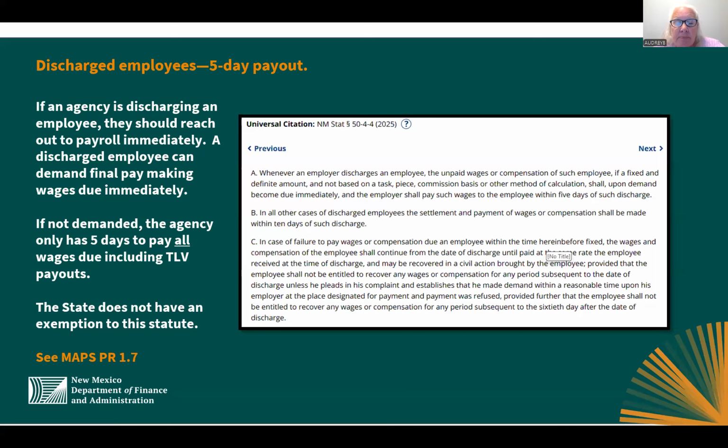There are guidelines in MAPS PR 1.7 that address 5-day payouts, and it's becoming more common knowledge across the community. So as people are discovering this, they are going to be going to DWS for enforcement.